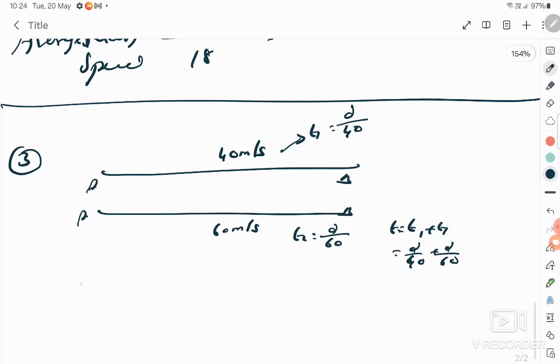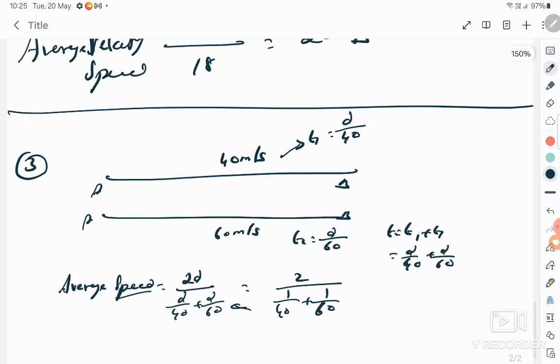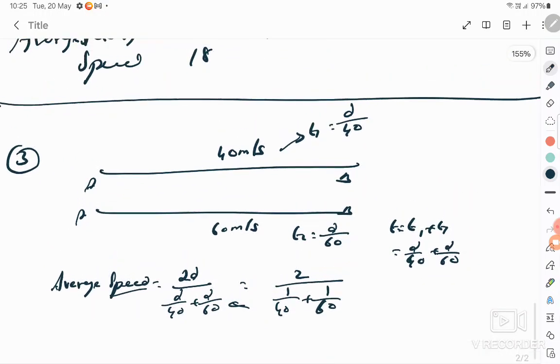And they ask you the average speed. The average speed is a scalar, which is total distance, this d plus d, which will be 2d, the total distance for it to go from A to B and come back from B to A, by the total time taken, d by 40 plus d by 60. You take d out common from the denominator, d and d get cancelled. 2 by 1 by 40 plus 1 by 60. Do the calculation and finish the sum. So that's about this. You might end up getting 48 meter per second to be the answer. You can verify your answer.